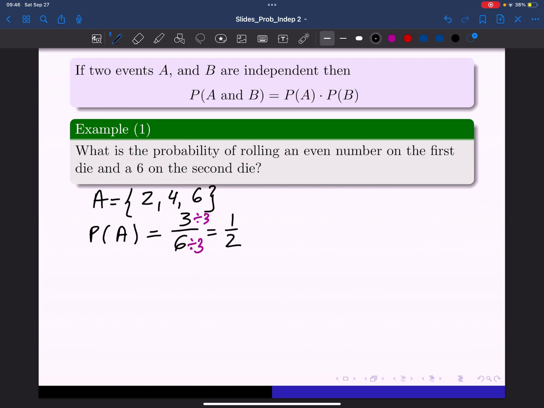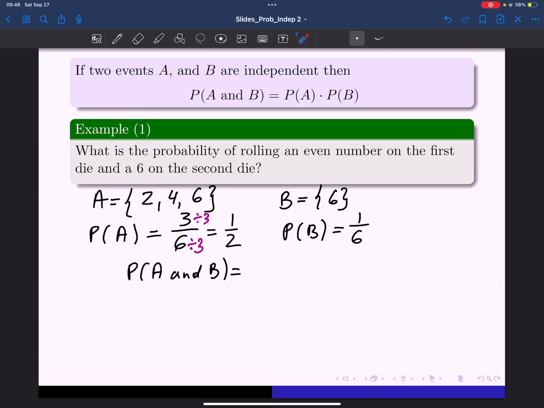That's my first event. Now the probability of B, the second die, we roll only a 6. So there is only one outcome there, it's 6. The probability of B would be 1 out of 6. So then the probability of A and B would be 3 times 1 over 6 times 6, which is 3 out of 36. We can reduce it by dividing by 3, and it would be 1 out of 12.